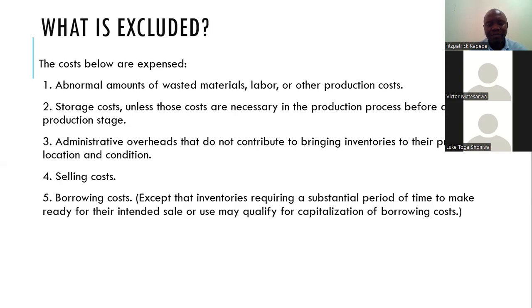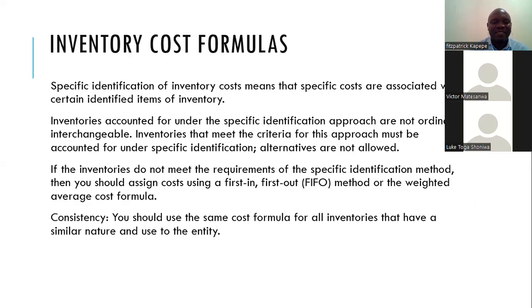Administrative overheads, those are indirect non-production costs. Selling costs, borrowing costs. We know where to take borrowing costs, except where inventory requires a substantial period of time to make. Then obviously you will need to capitalize those borrowing costs, and they'll be managed under IAS 23. So you have the inventory cost formulas, FIFO and all these other things.